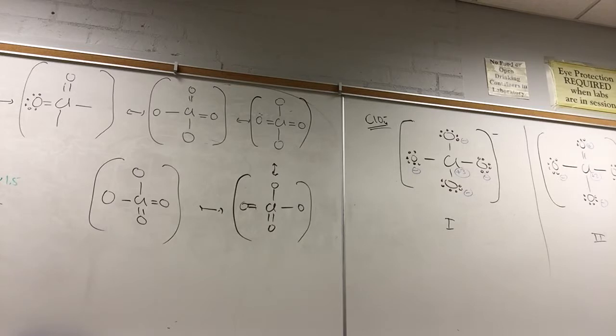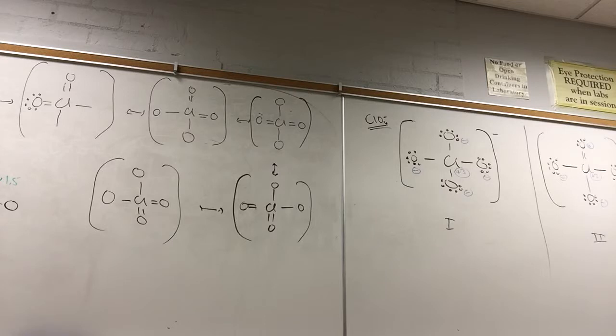Okay, what about the charge on the oxygens? The charge on the oxygens, I have a total of -2 spread out over 4. -2 spread out over 4 is -2/4. -2/4 is -1/2. And so the formal charge on each oxygen is -1/2.